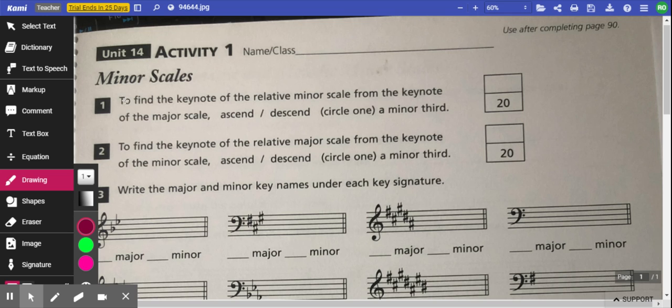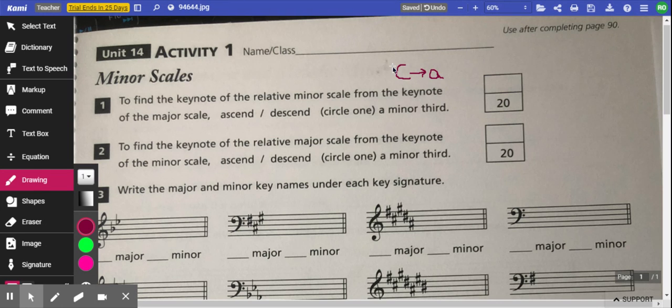So just to review, to find the keynote of the relative minor scale from the keynote of the major scale. So what's that asking us? It's asking us, if I already know what major key I'm in, how do I find what minor key I'm in? So let's say, for example, I already know I'm in the major key of C. To find the minor key, you would go to La. So this is Do, C is Do, Do, Ti, La. So we're going to go down a minor third to get to it.